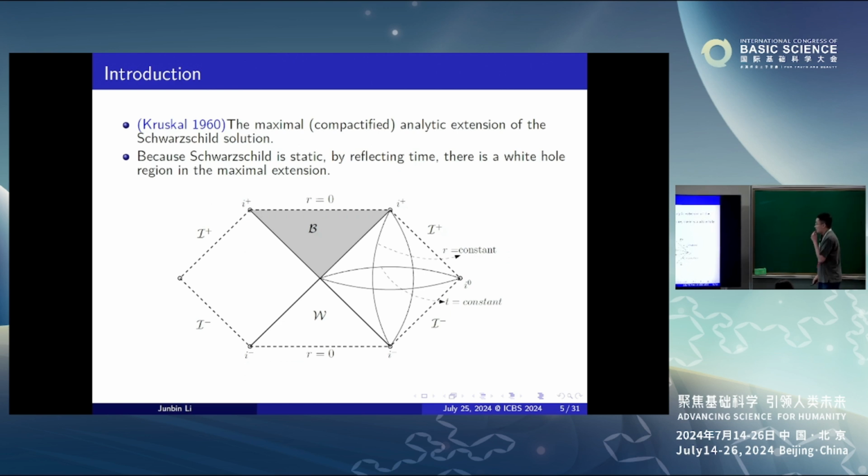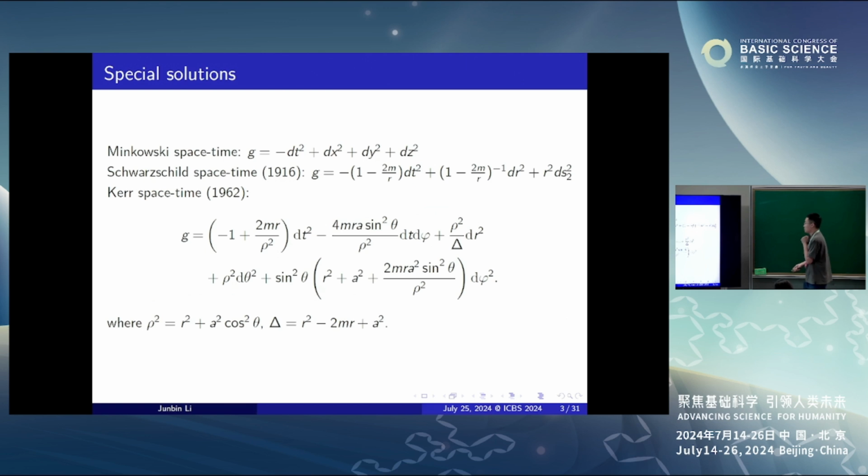Now, in Schwarzschild, there are two symmetries. One symmetry is the spherical symmetry, and the other is staticity. Staticity means that the metric coefficients do not depend on t, and there is no cross term dt dr, its coefficient is 0. So in this case, it is static. It represents a static space-time.